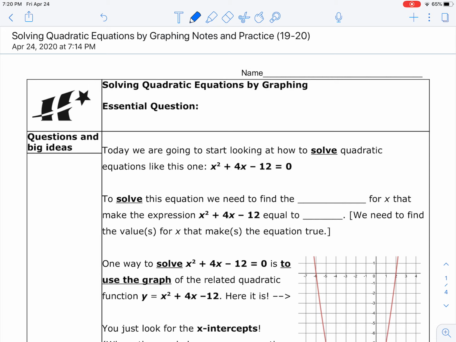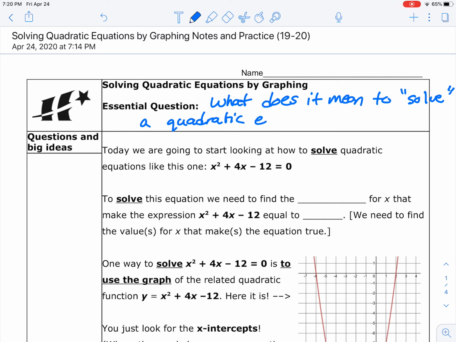So the last couple days we have been working on graphing quadratic equations, and we're going to do that today, but we're going to also reference what it means to solve a quadratic equation. So our goal today is to figure out what does it mean to solve a quadratic equation.